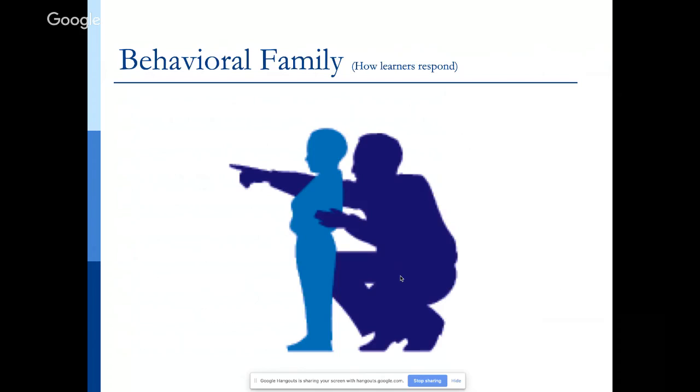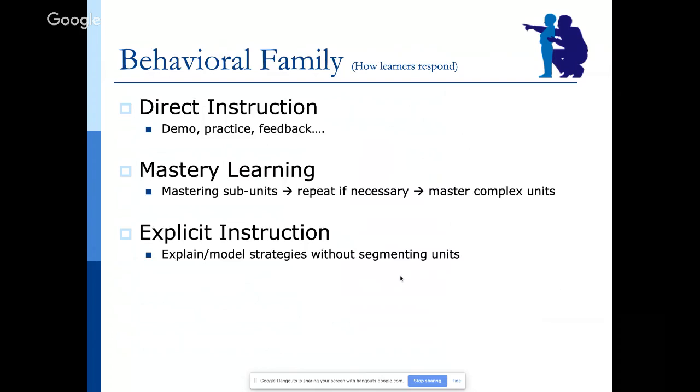Starting with the behavioral family, which really talks about and is based on the notion of how learners respond to certain stimulus. Here's a list of certain strategies like direct instruction, mastery learning, and explicit instruction. I'm not giving details on each because that's what we will read for next week. But it's really about how learners respond to certain stimulus and what kind of feedback and practice opportunities we can give these learners to master certain units, certain contents, certain concepts, and modeling some strategies. This is all about the behavioral family.